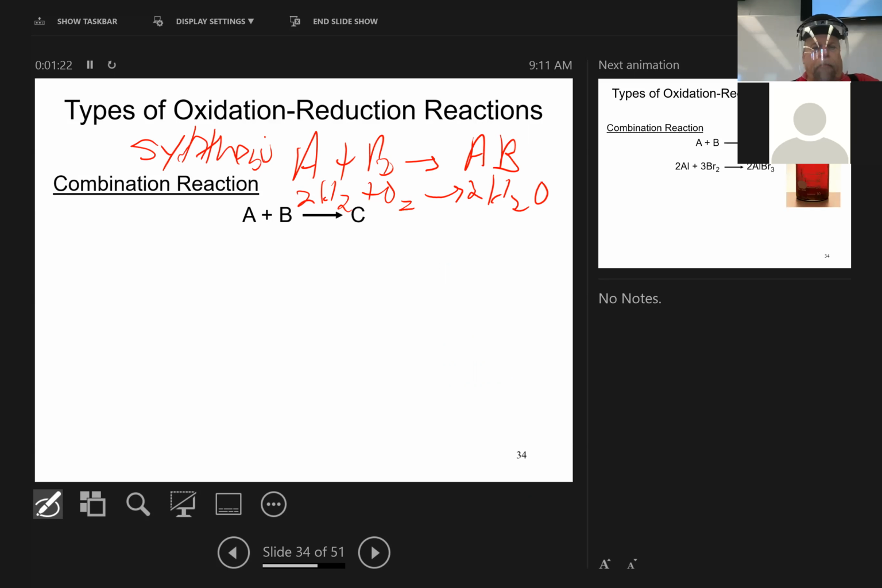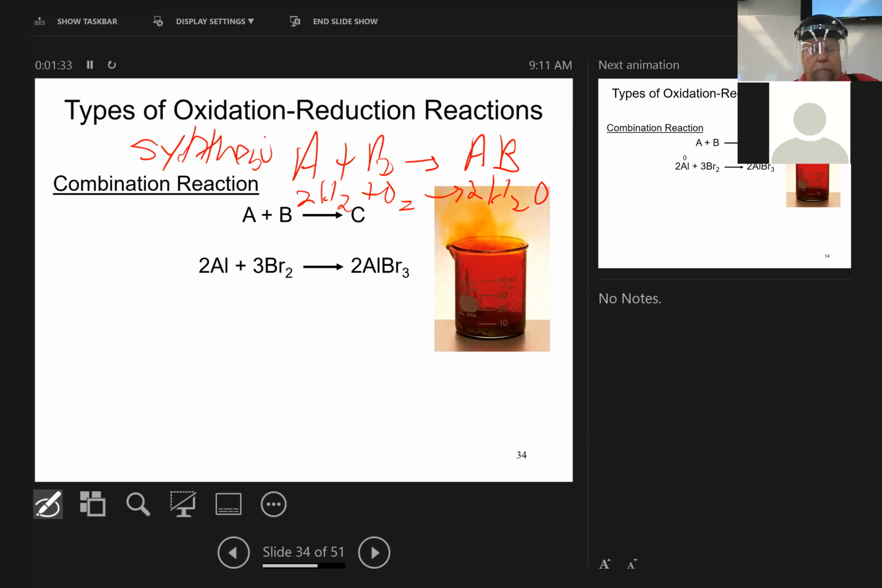So A plus B goes to C. I just like A plus B goes to AB instead of having it be a C. That's just my preference. So here's an example. Aluminum plus bromine goes to aluminum bromide. And basically it just kind of breaks down with the different examples. And basically the oxidation numbers change for each.